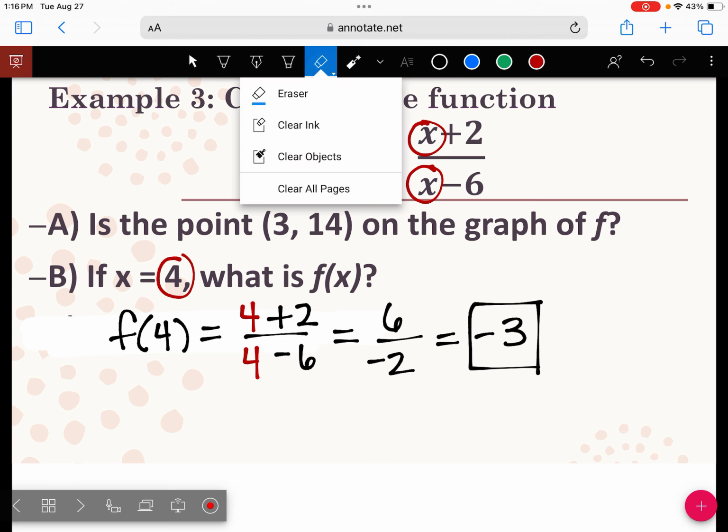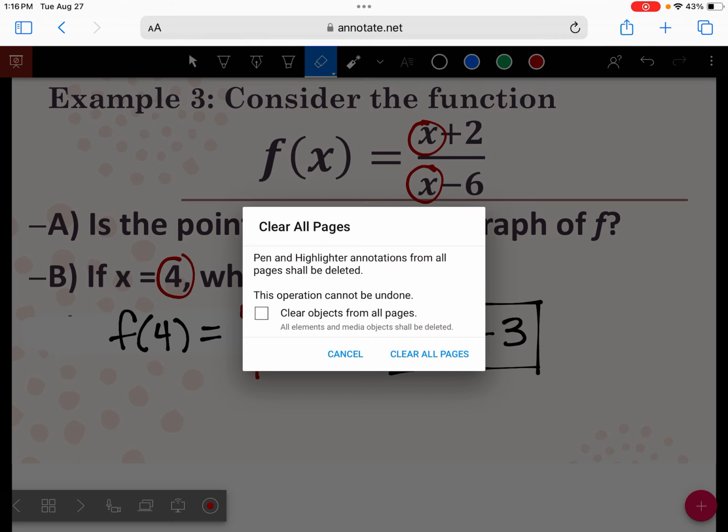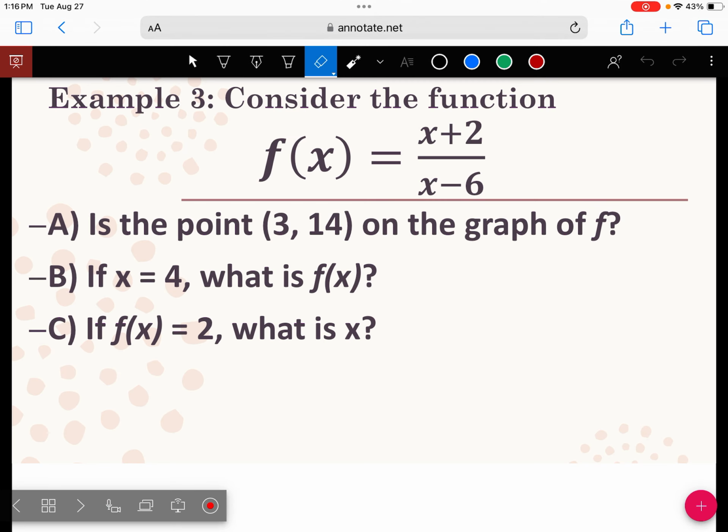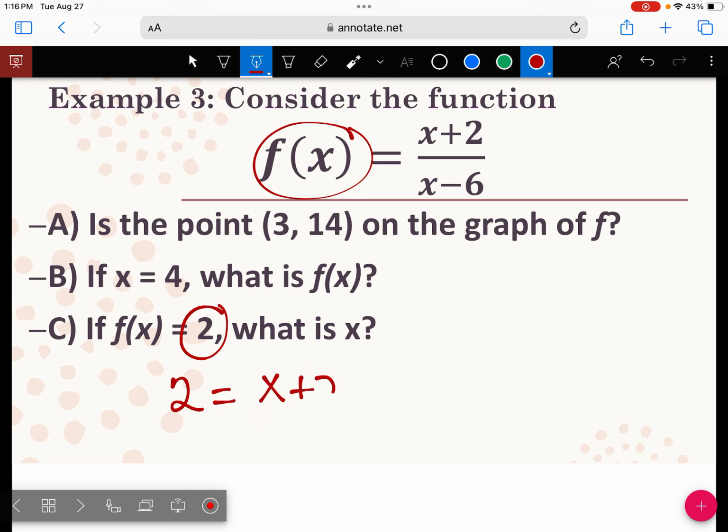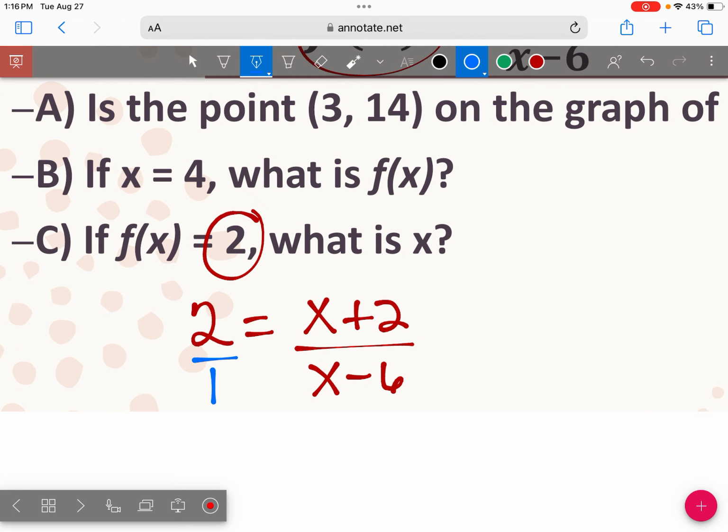All right, now let's do our last part. Well, not last part, but we got 4 more parts, but it'll go fast. Now let's do part C. Go ahead and copy this down. So do you see the difference between these two? This is saying if y is 2, what is x? So that 2 is going to go here. 2 equals x plus 2 over x minus 6. Go ahead and make this a fraction and solve this for x.